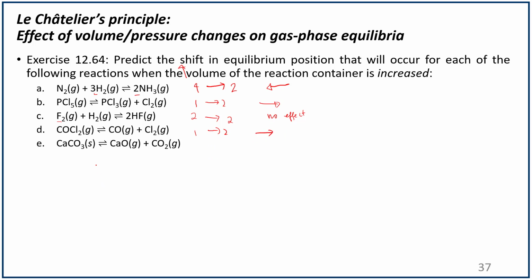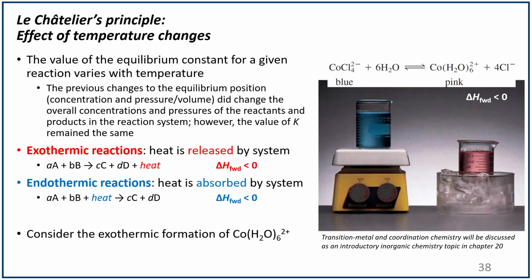And then for letter E, again, we're only counting how many moles of gases we have. On the reactant side here, we actually have 0 going to 2. So this one should also go to the left. No need again to worry about the solid.